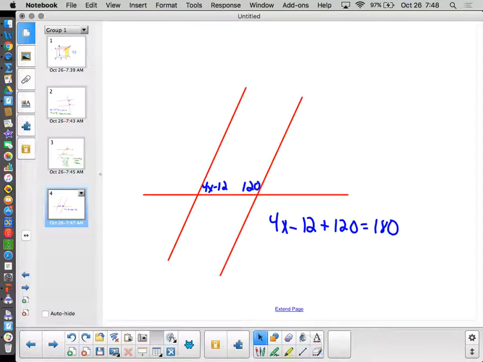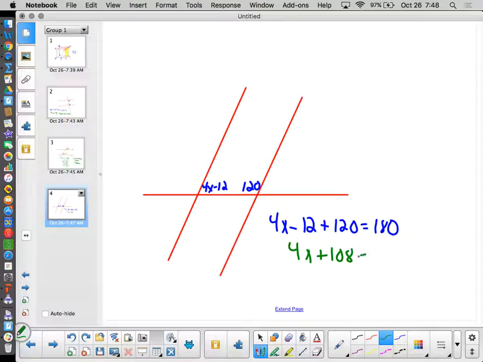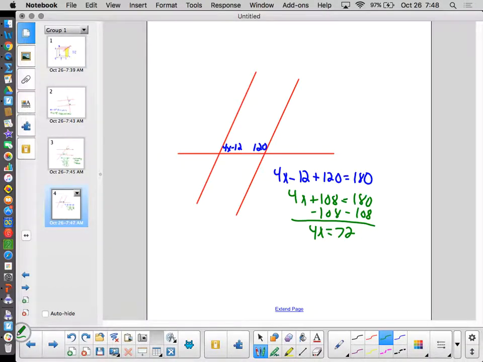Okay? I want to combine the terms. The minus 12 and the plus 120, that gives me 4x plus 108 is 180. Then we subtract. So 4x is 72. And what is that? 72, 1, and 32, 18? Okay.